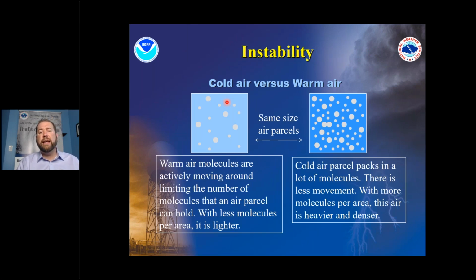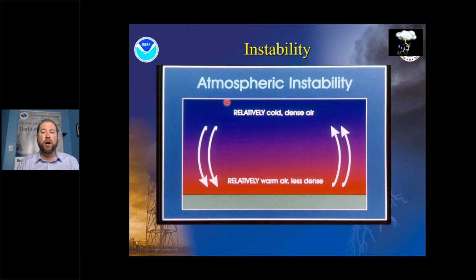We mentioned that instability is really the fuel for the storms, you know, cold air versus warm air. Warm air, those particles are moving around, less molecules per area, so it's actually lighter air, it's more buoyant, it naturally wants to rise, and that can cause the air to cool, condense, form clouds, and kind of leads to that whole process.